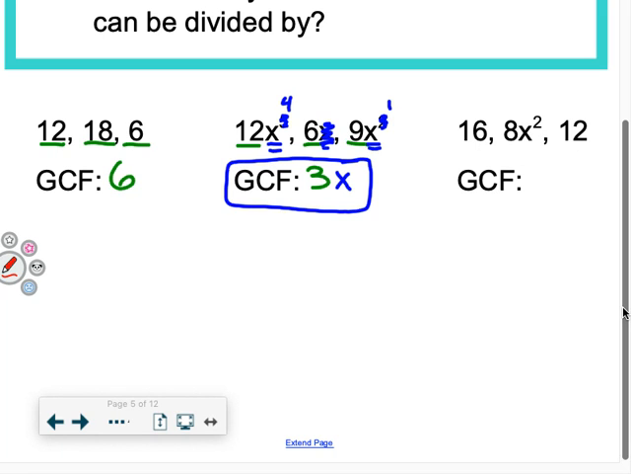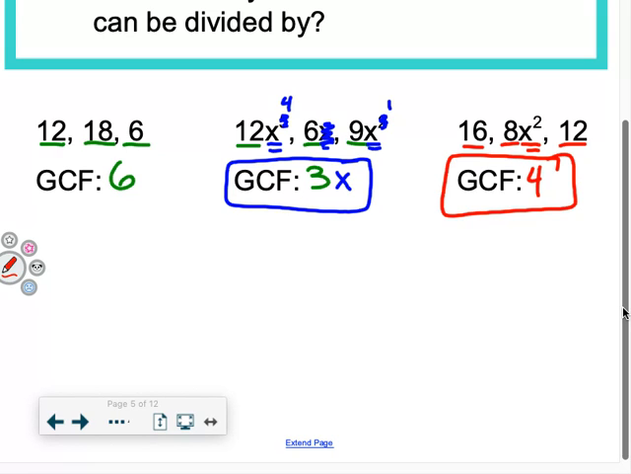Now sometimes you might have some that have variables, some that don't. If you notice here numerically, all of those are divisible by 4. And now we look here, we have an x squared term. But since there are no x's, not even a single one on either of the other terms, there's nothing we can take out. And so that is our greatest common factor. There's just 4.